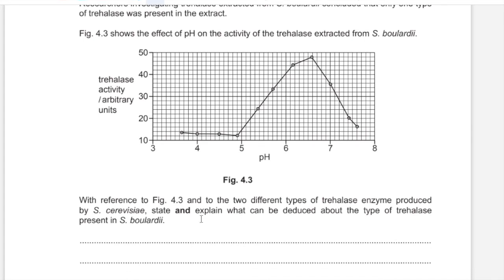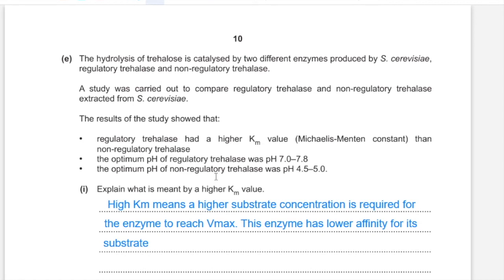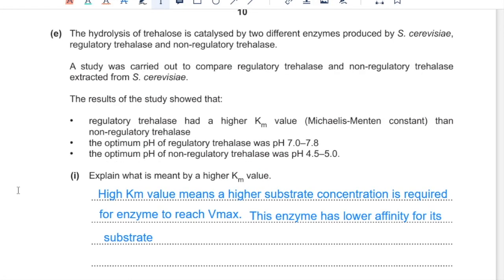The two types of enzymes mentioned in the question are regulatory and non-regulatory. The enzyme in the figure works best at around pH 6.7, which is closer to the first range, 7 to 7.8 pH, than the second range, which is 4.5 to 5. So it is more likely to be a regulatory trehalase than a non-regulatory trehalase, as its activity peaks at a pH closer to the optimum pH range of regulatory trehalase.